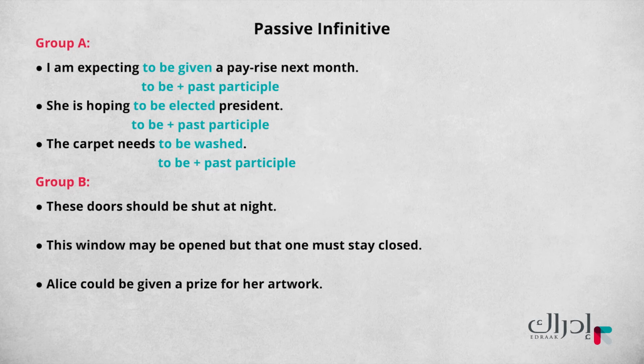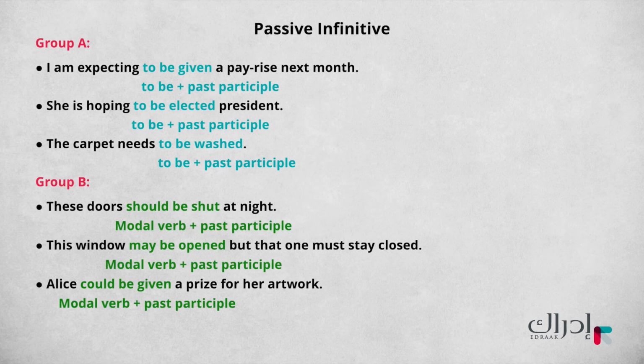In Group B, you find be alone without being preceded by to, because the passive infinitive is used after should, may, and can. Now, let's see how well you understand today's lesson.